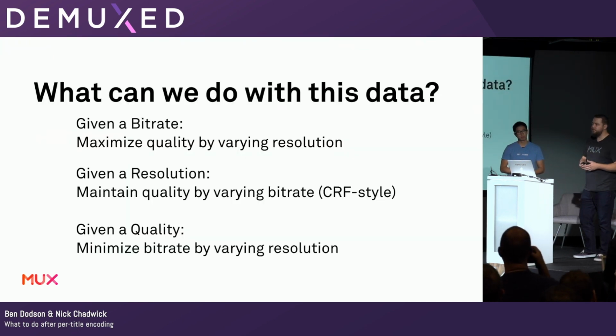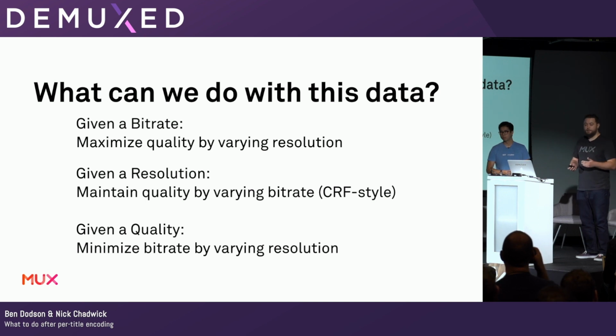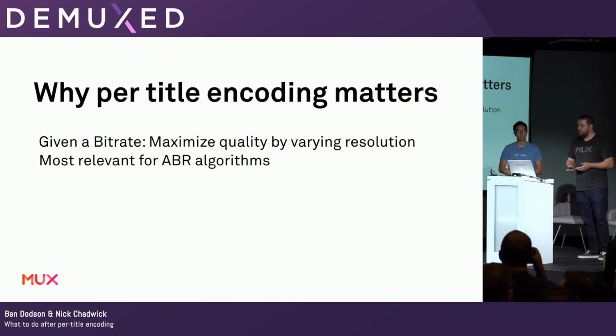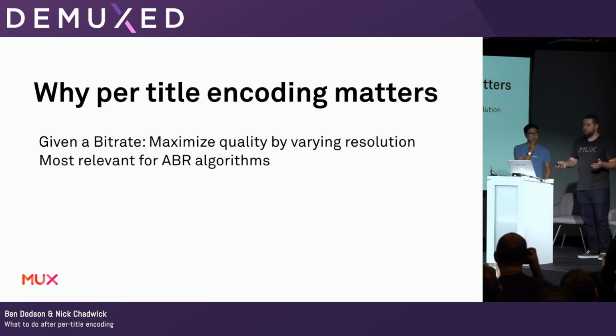So there are a couple of things we can do with this data. Obviously, the first one is what I just described: given a bit rate, pick the width that will maximize quality by varying the resolution. Looking at this full space, though, given a resolution, we could also maintain a quality by varying the bit rate, kind of like doing a CRF-style encode. Or, given a quality, we could minimize our bit rate by varying resolutions. But for us, what we care about most is, given a bit rate, maximizing quality.